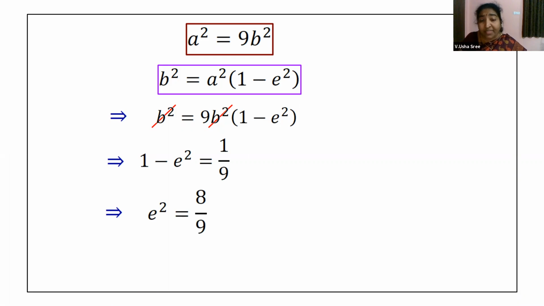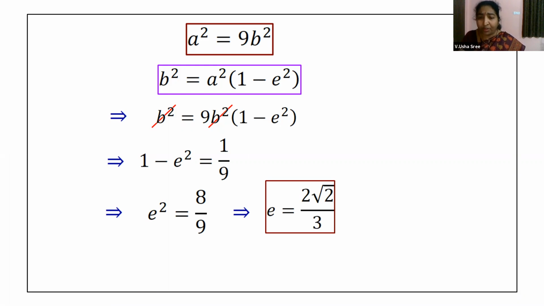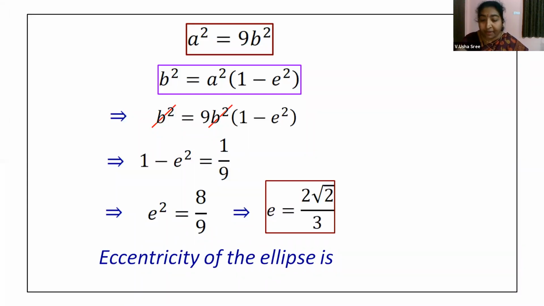When e square is equal to 8 by 9, what will be e, children? It will be square root of that. So e is equal to 2 root 2 by 3. Root of 8 is 2 root 2. Root of 9 is 3. Therefore, eccentricity of the ellipse is 2 root 2 divided by 3. Right?